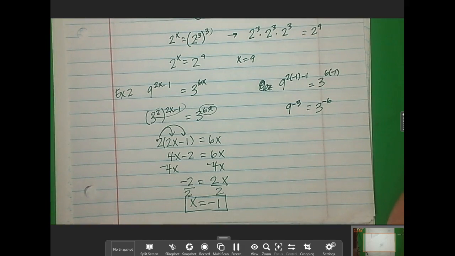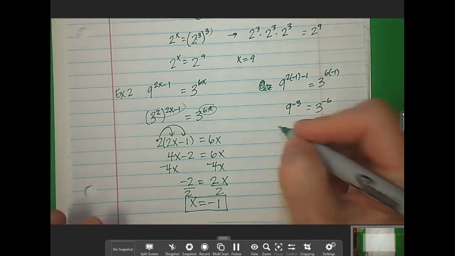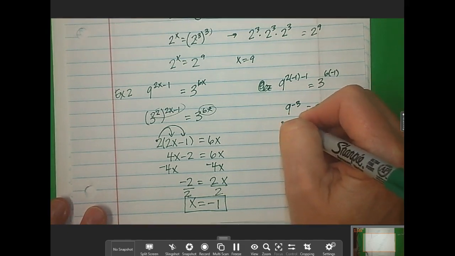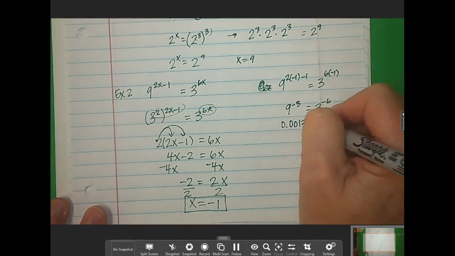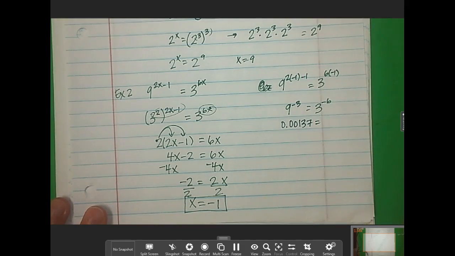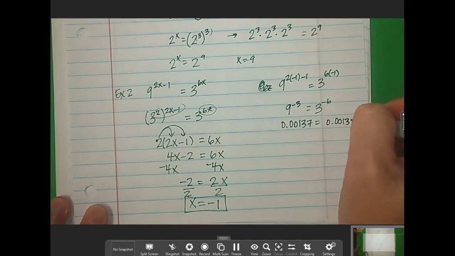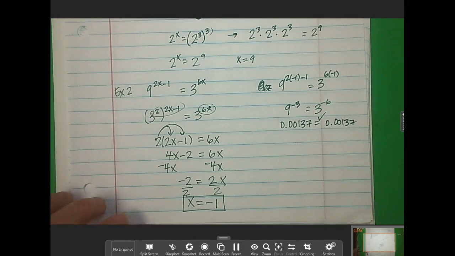All right, so my bases aren't the same, so I really can't compare those, but you can put that on a calculator if you want to. So what is 9 to the negative 3? And what's 3 to the negative 6? Same thing. Okay. So that checks. So x equals negative 1 is the solution.